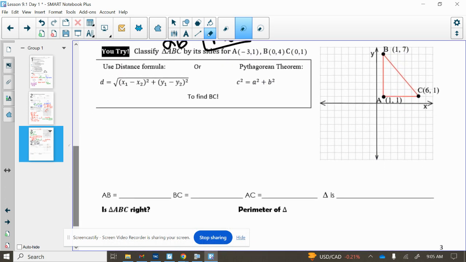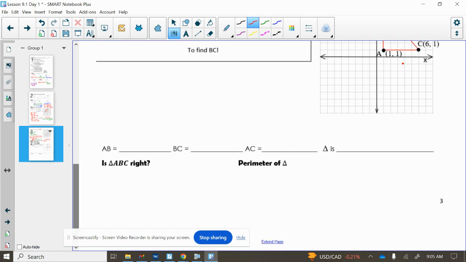Last question is for you to try. You are finding the lengths of your 3 sides to start. And then, is it a right triangle? And what is your perimeter?